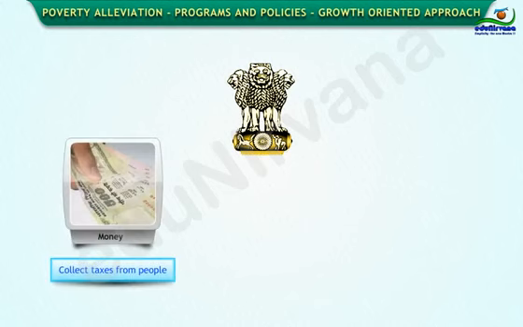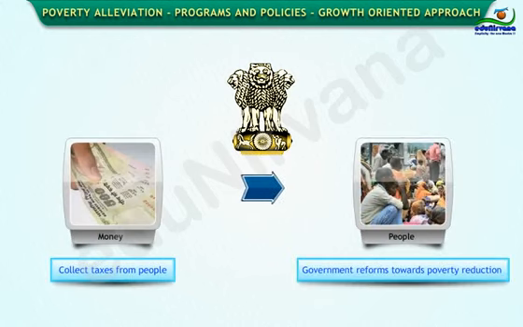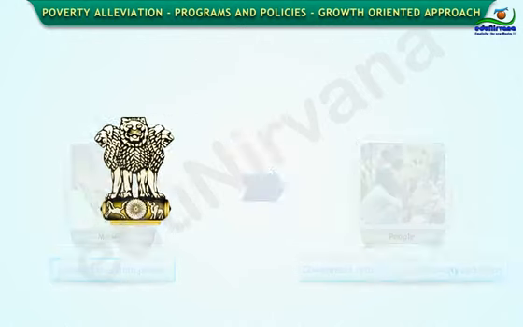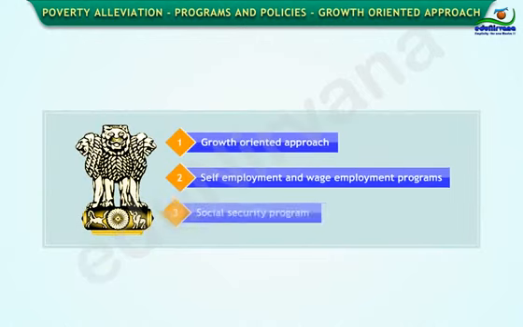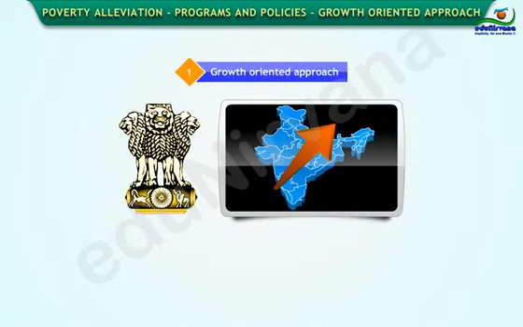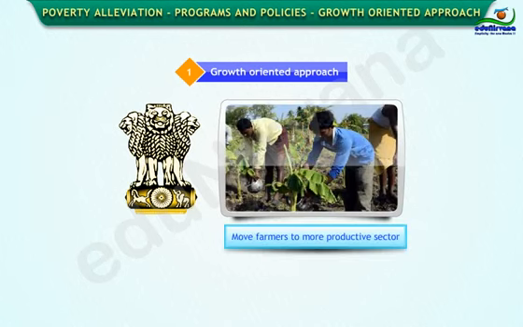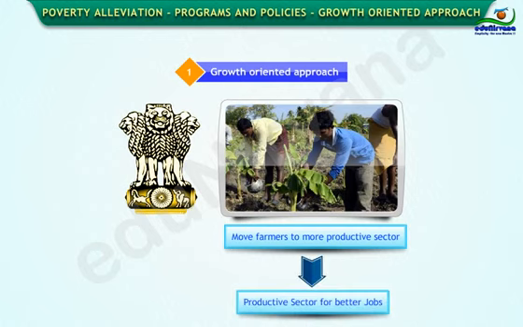Similarly, government collects taxes from all of us, and one of the major focuses of its spending is towards poverty reduction. Government's approach to poverty reduction has three dimensions. The first one is the growth-oriented approach, the limitations of which we have already discussed. The key initiative that government is taking in this direction is to move farmers to more productive sectors.